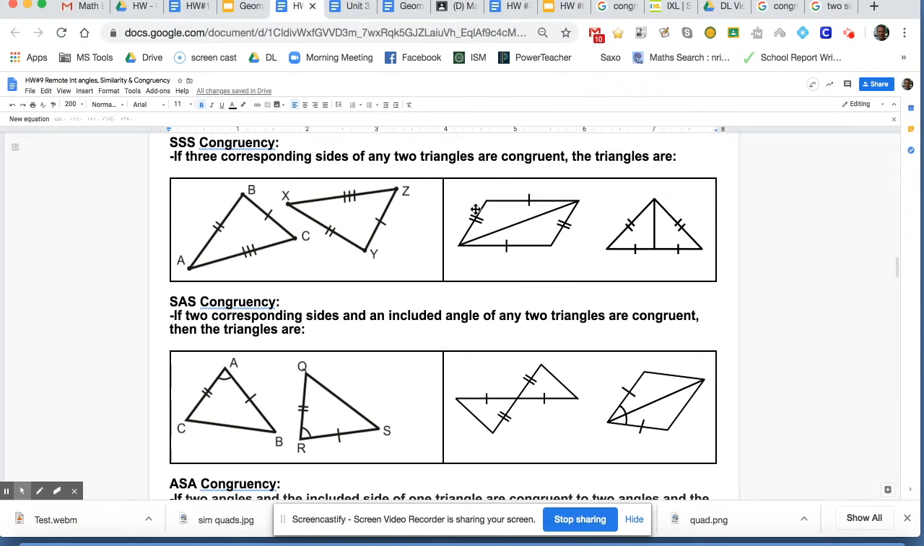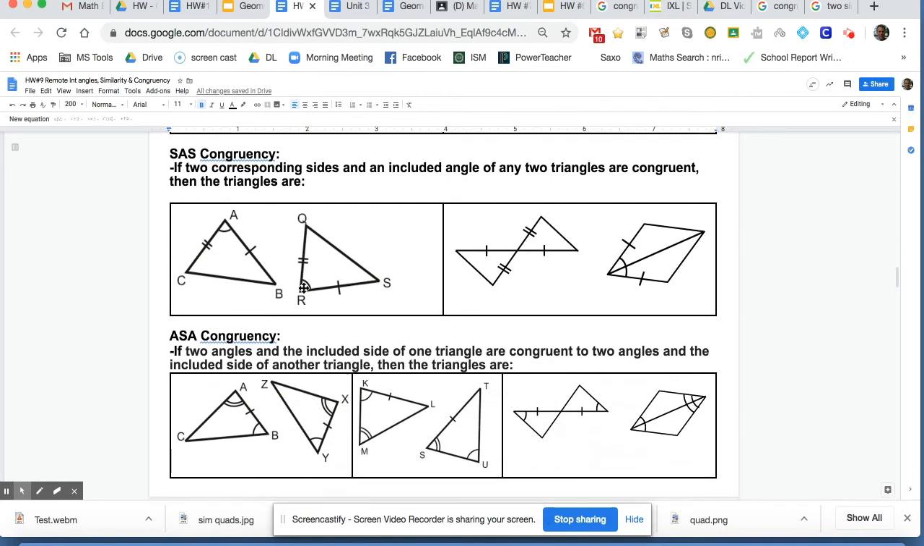So let's look at a couple examples here that show side, side, side. You know, we're only given two sides, but since this side is shared, it's a common side. Obviously, we have side, side, side congruency. Again, here we are sharing a side, so we have side, side, side congruency.